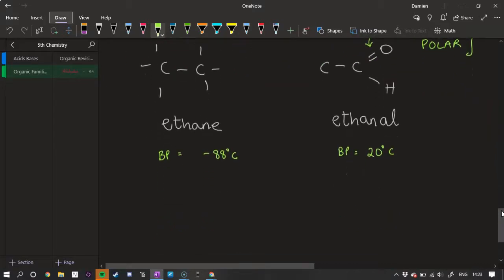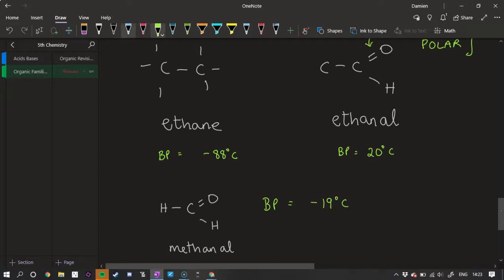Before we move on, we just have a look at one more compound, which would be methanal, which would be C double bond O H, with just a hydrogen on the end. There's only 1 carbon. This is methanal. The boiling point of methanal is actually in the negative figures. It's around minus 19 degrees Celsius.